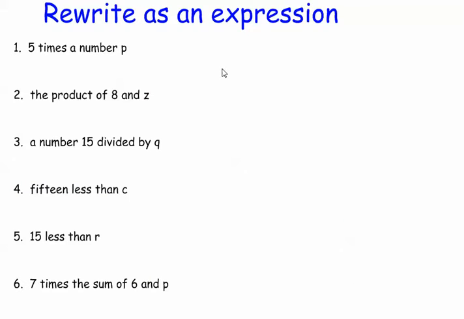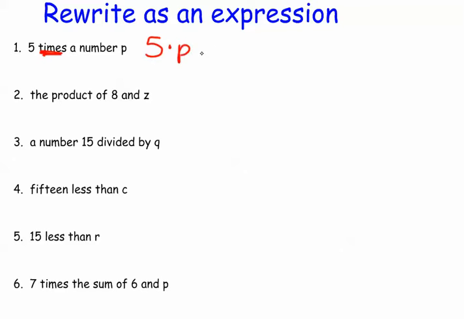All right, so rewrite each expression. I'm going to go through each of these, but if you want to go through and see if you have them first, and then come back and check your answers, you can do that too. So 5 times the number p. Well, I'm looking for that word right there. So that's just 5 times p.